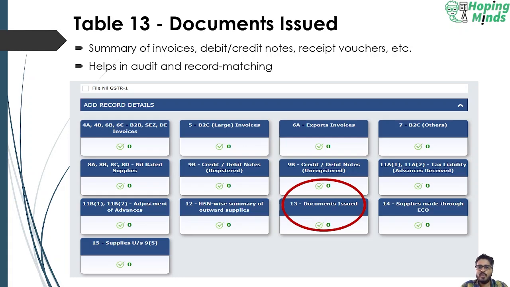What detail is required to be disclosed? So the details that are required to be disclosed are the serial number from which the document has been issued during the reporting period, that is the series of documents that has been issued. Along with this, total number of documents issued, number of documents cancelled, and the net issued documents are required to be disclosed under this table. Next, table 14 and 15 are meant for disclosing the supplies that have been executed through e-commerce operators.